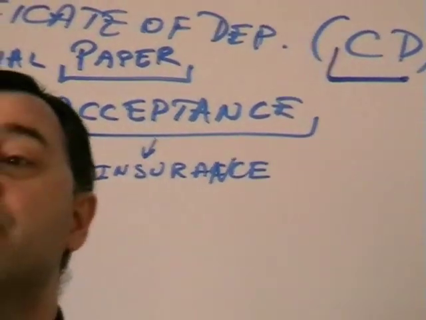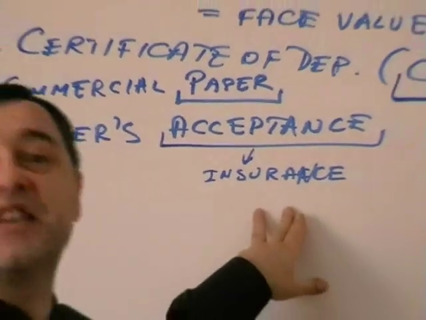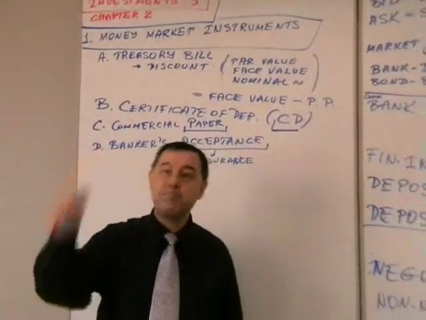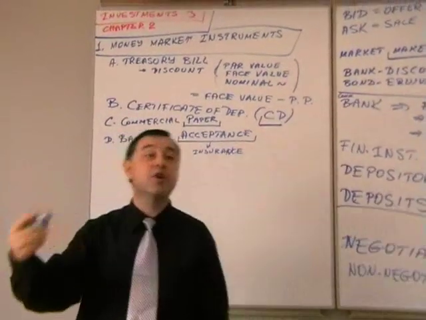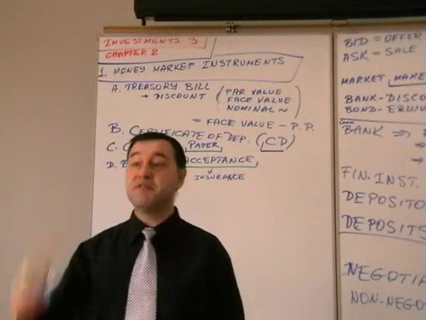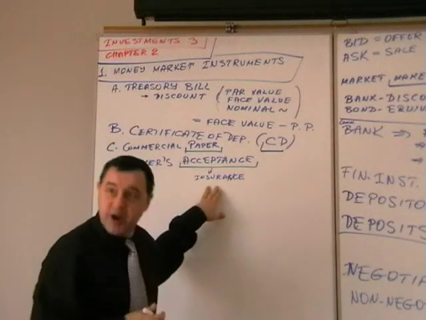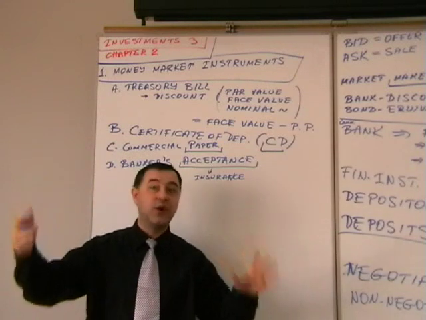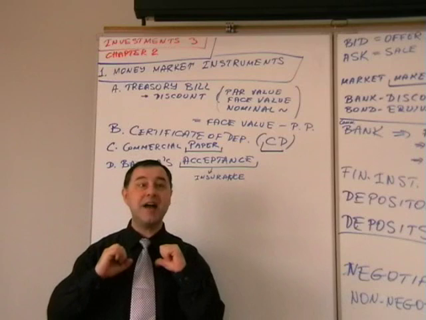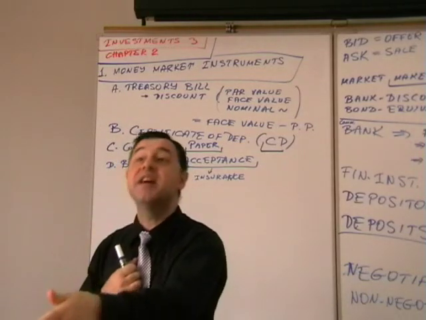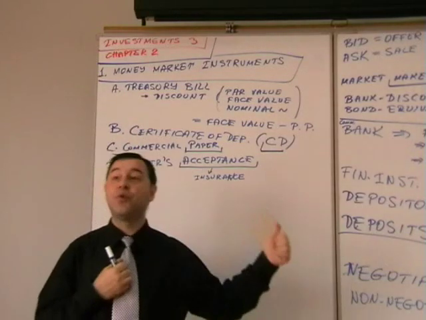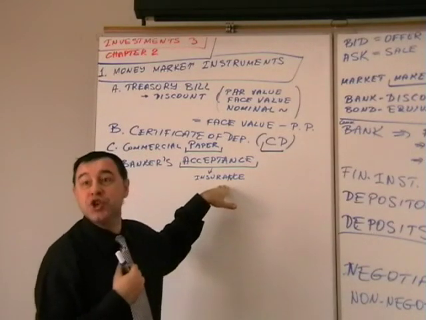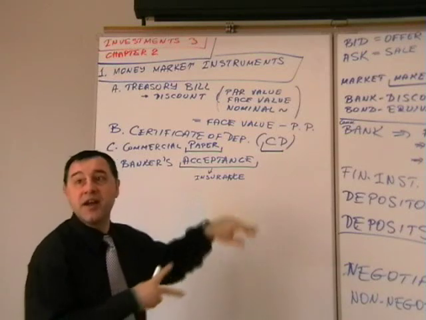Insurance means that the bank guarantees that if the commercial business does not pay on time and in full, we call it in finance default, if the business defaults, the bank will satisfy the liability completely and in full. And it becomes the bank's liability, and if the bank does not satisfy it, the bank could be liable and forced into bankruptcy. So this is just a classic insurance policy, a guarantee.